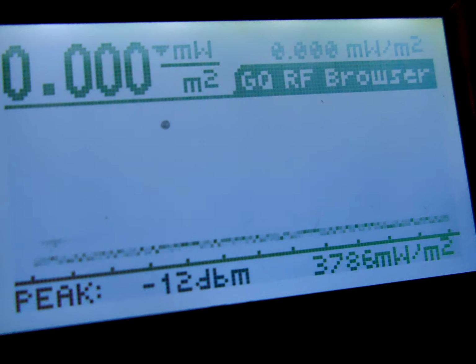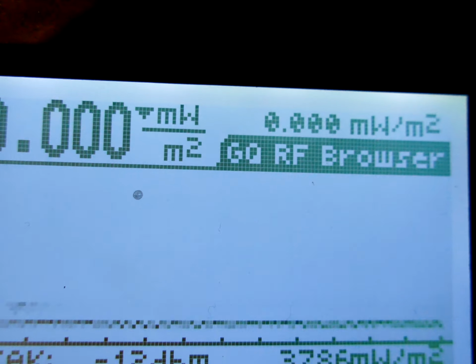So if you hold this against your head and you're making a phone call, you're going to get pulsated with 3 to 5 watts of microwave radiation. That's a lot. Remember, the standard is 1,000 microwatts.